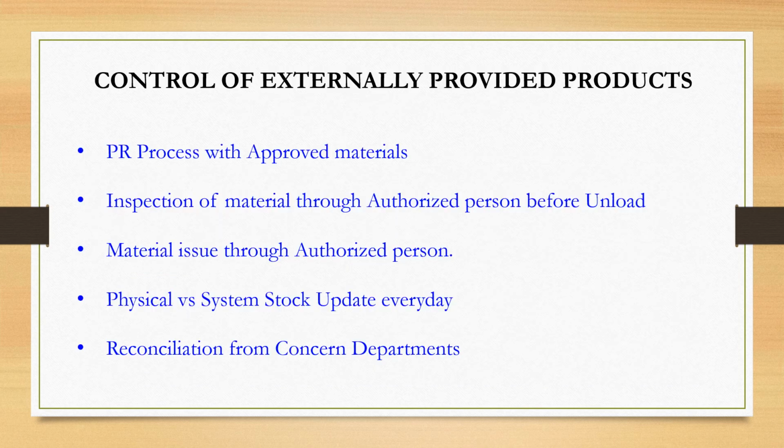Control on externally provided products. Here, how are we going to control products purchased from external suppliers? Yes, we have a PR process to purchase the material. Before unloading the material, we need to get it inspected by an authorized person to check whether it conforms to the requirements or not. The material also needs to be issued only through authorized persons. Then physical and system stocks need to be updated every day, and the reconciliation needs to be prepared by the concerned department on a monthly basis to monitor the wastages.